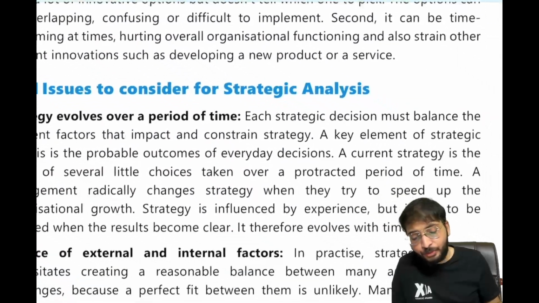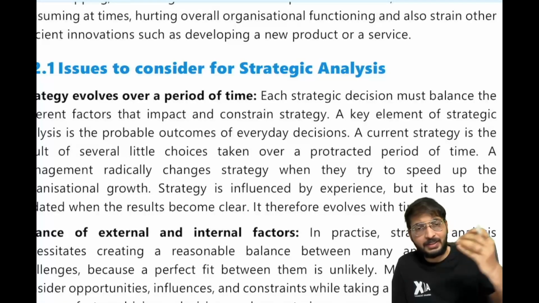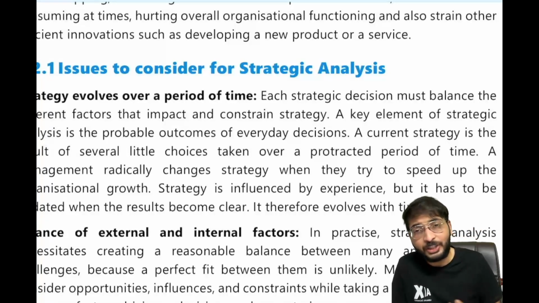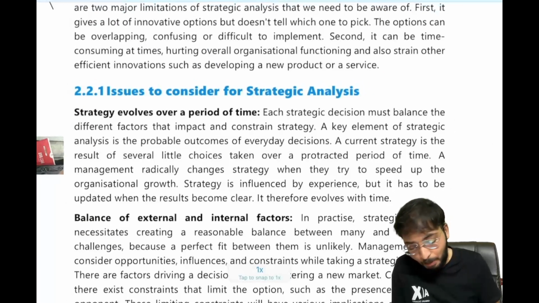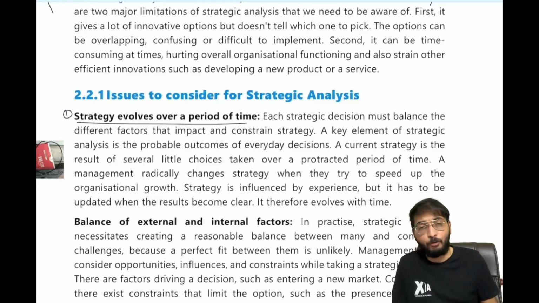right, issues to consider for strategic analysis. Say you are doing analysis, external, internal, all. There are some issues you have to consider. There are some things you have to consider before doing strategic analysis. What is it? Number one, I'm saying with a Netflix example, the first one is that strategy evolves over a period of time. Always the strategy is not stagnant and the environment is also not stagnant.